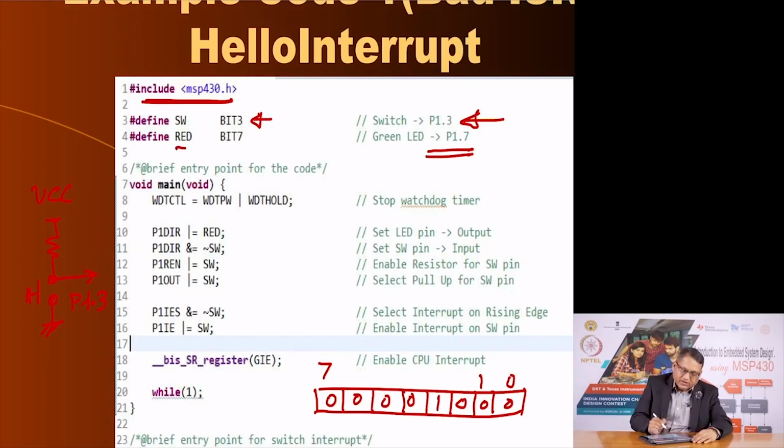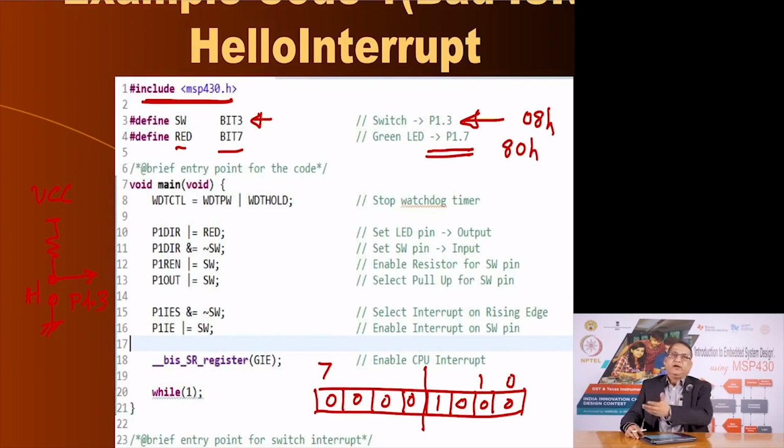Similarly, red is defined as a mask bit 7. So bit 3 actually becomes 08. So, this value is 08 in hex, and bit 7 being 1 means it is 80 hex. That is the meaning of bit 7. That is, bit 7 is 1, rest bits are 0. That is the meaning of these masks.